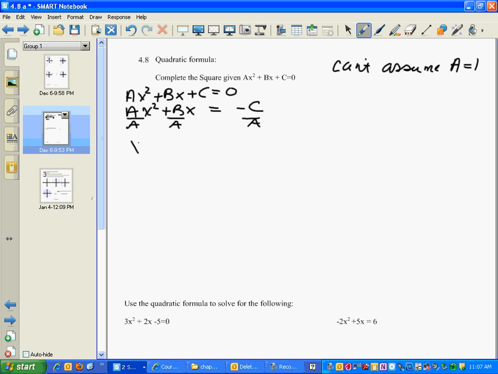This simplifies down to x squared plus b over a x equals, I'm going to leave a little space here, negative c over a. Okay? What's my next step in completing the square? So we're going to take b over a, and we're going to multiply it by a half, and we're going to get b over 2a. This is our cloud. And what do I do now? So I take b over 2a, and I square it, and what do I get?